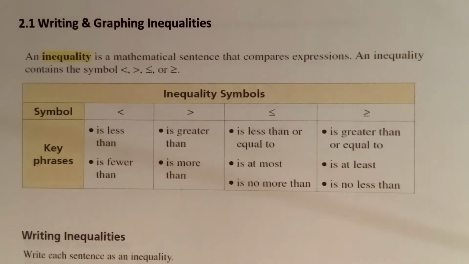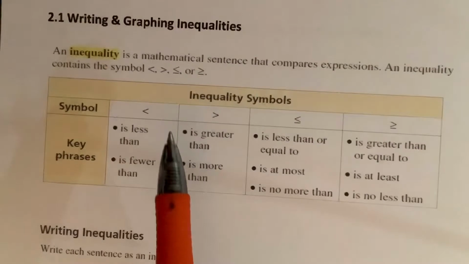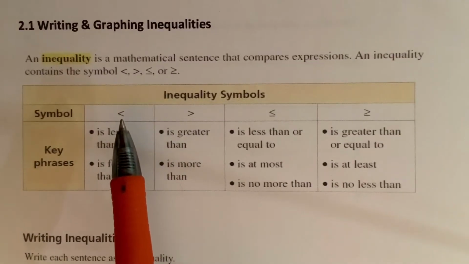Sometimes one value or expression is greater than the other, one is less than the other, or they could still be equal. But a way that we can compare values or expressions is with an inequality. So some of the symbols that we use, since we're not using equal signs, are these guys right here. We call this one the less than sign.